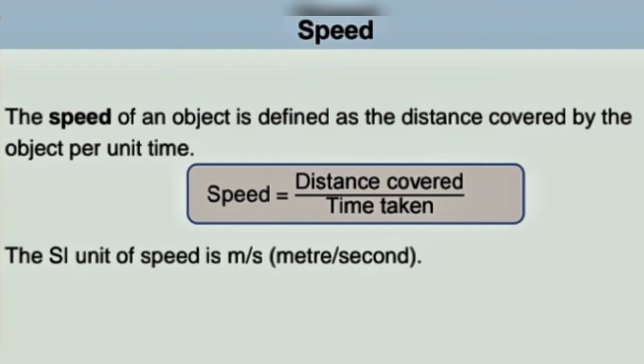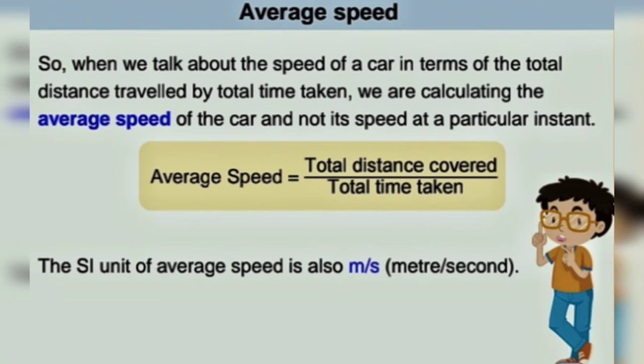When we travel in a car or any other vehicle, the speed doesn't remain constant. It keeps on changing. Sometimes it increases and sometimes it decreases. In that case, we calculate the average speed of the car. Average speed is equal to total distance covered upon total time taken. Its SI unit is also meter per second.